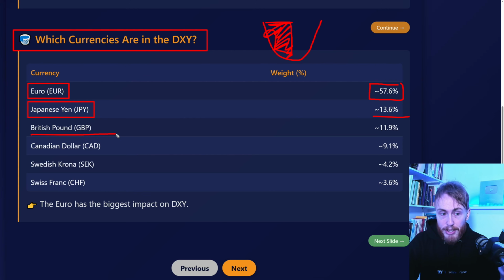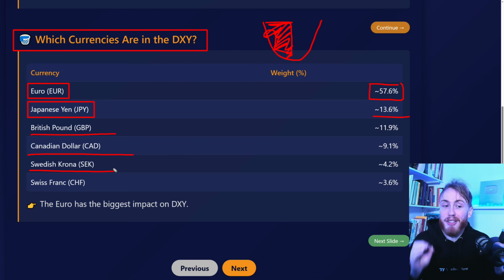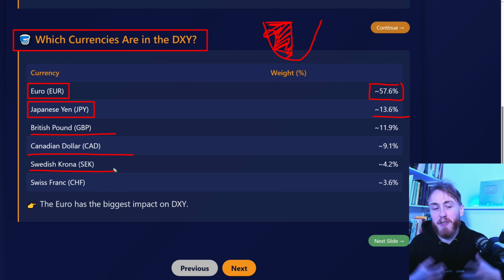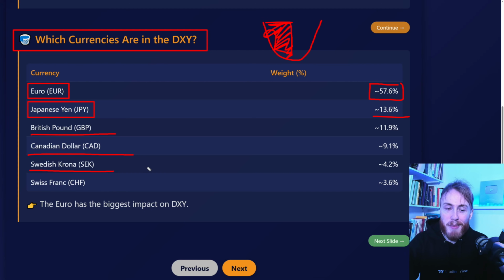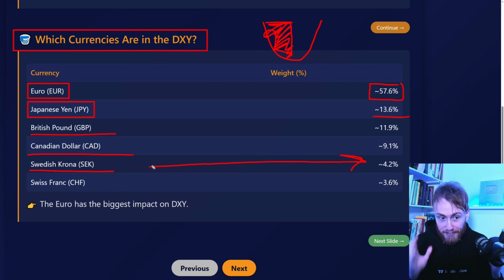Then we have the British pound, the Canadian dollar, and we also have right here the Swedish krona. This right here is my currency. If you didn't know, I'm from Sweden. So I'm really proud that we're coming in here at a solid 5th place. Not at all bad. And here at the 6th place, we have the Swiss franc.